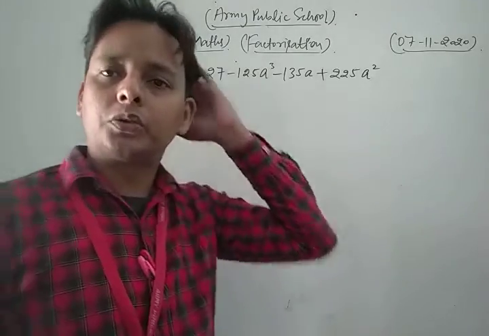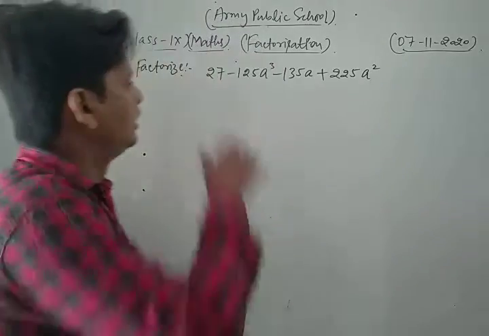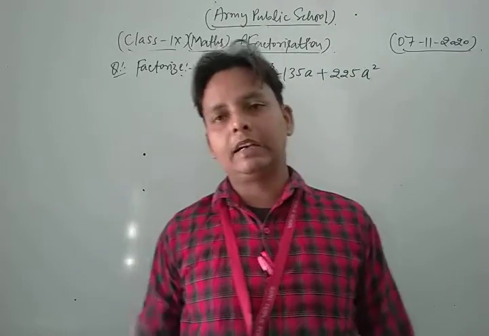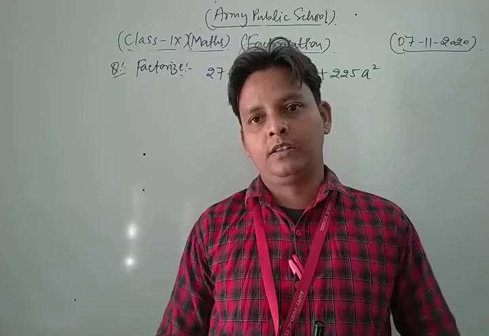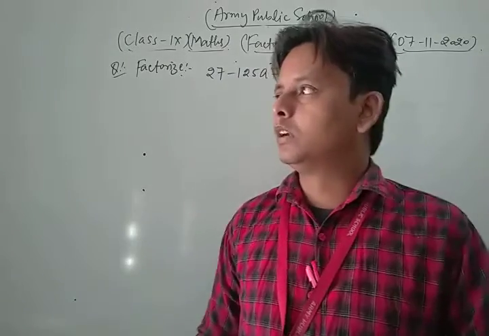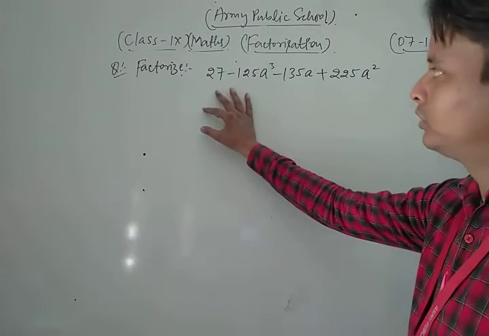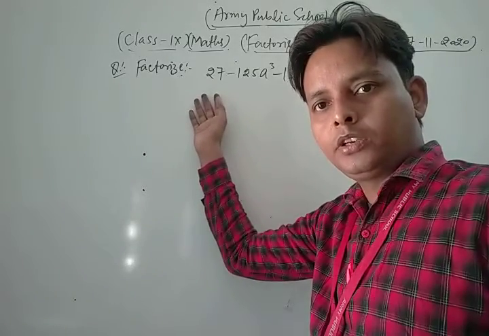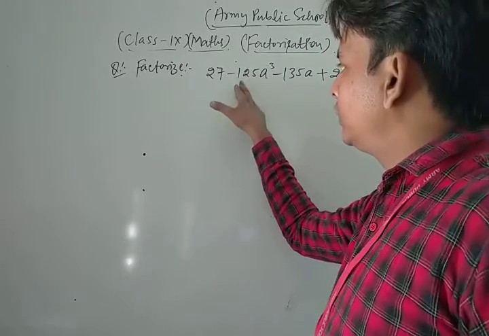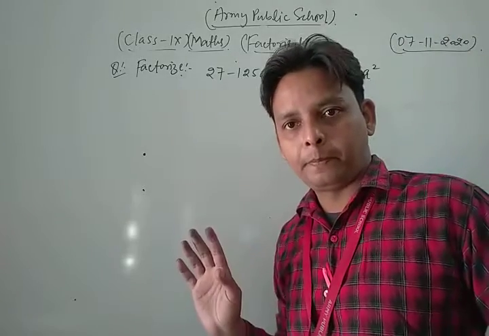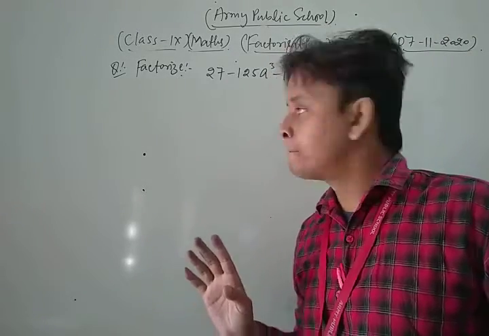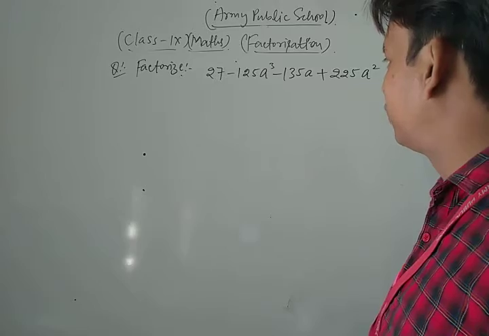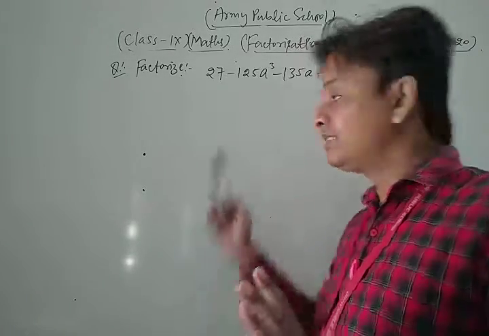This is also a very important question of your NCERT exercise. First of all, observe the whole question, then think about which identity it can be solved with. First we observe that 27 is the cube of 3. Then we observe that 125a cube is the cube of 5a. Then we see that in the remaining two terms there is no formula form, so we just take common factors between these two terms.